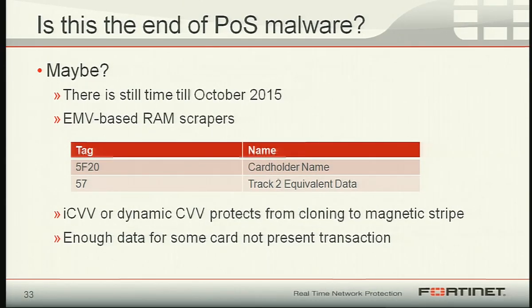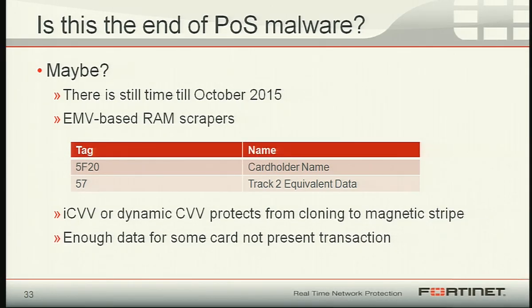So this means it's the end of point-of-sale malware? The first point to mention is that there's still quite a bit of time between now and October 2015. You could probably expect there to be more point-of-sale malware from now till then. The second point is about EMV-based RAM scrapers. Note that the EMV data is very different to the data seen, like the track information. But in a couple of minutes, I'm going to try to show you that you can use the exact same methods to steal the data.